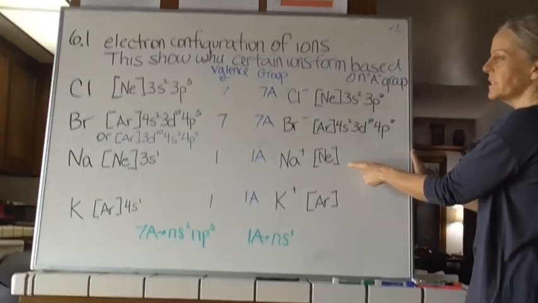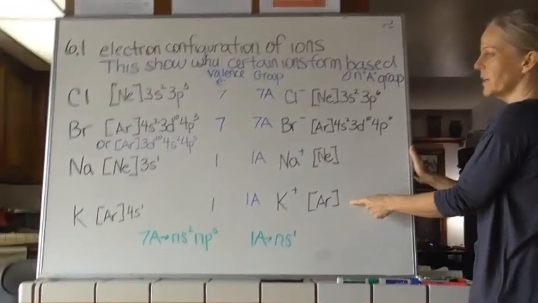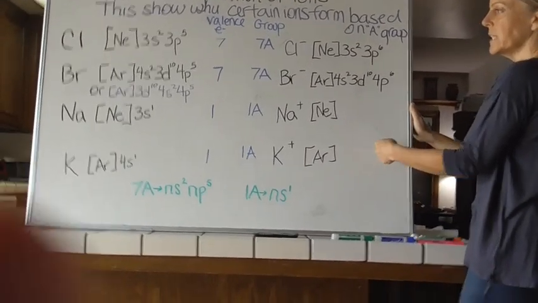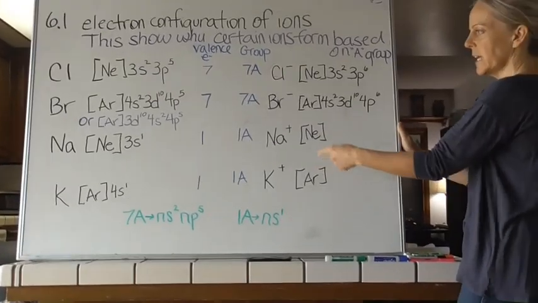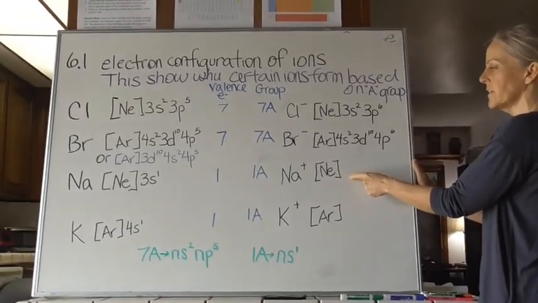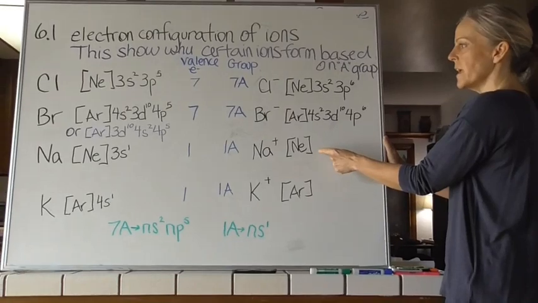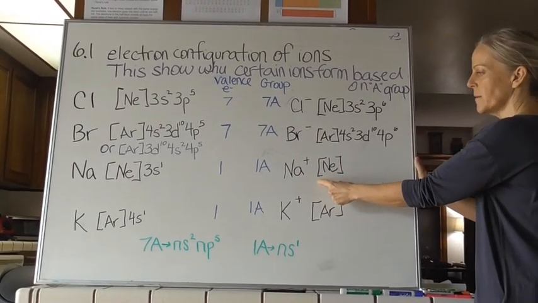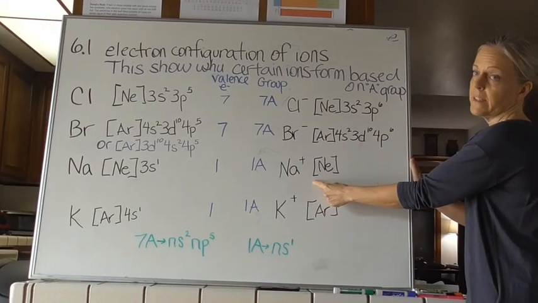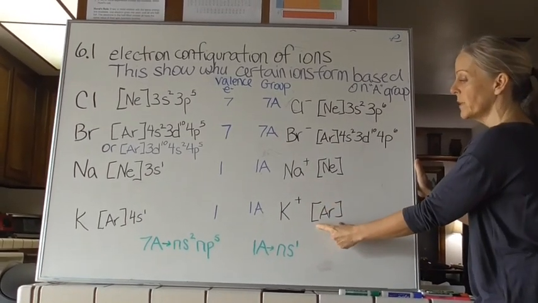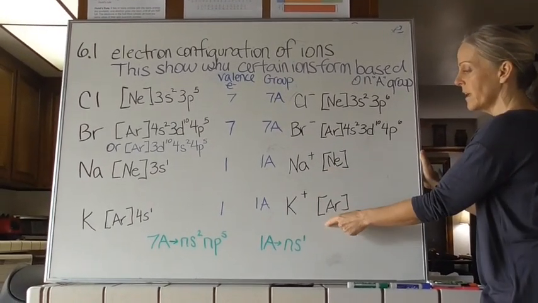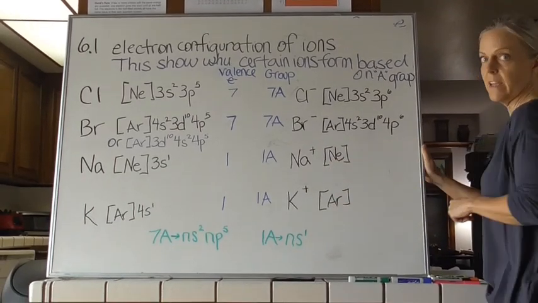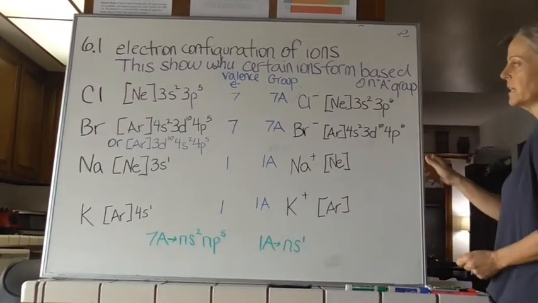Down here, for the ones that lose 1 electron, and remember they lose 1 because it's easier to lose 1 than to gain 7 more to have 8 valence electrons, they end up losing that 1 valence electron and having the same configuration as a noble gas. And we know the noble gas is stable, and these noble gases have 8 valence electrons.